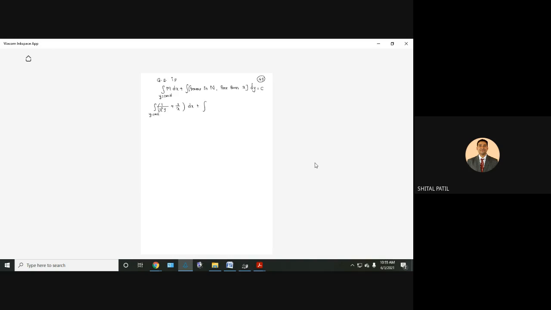Plus terms in n free from x, minus 1 upon y. So 1 upon y is constant. Integration of 1 upon x squared, minus 1 upon x. This is the answer.